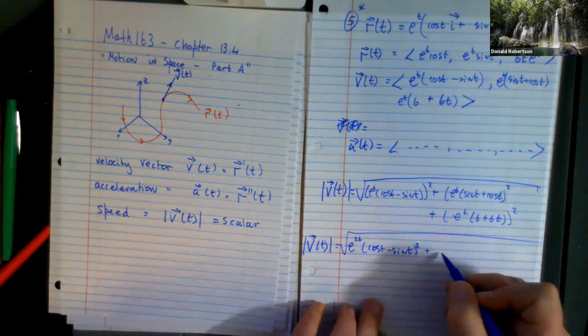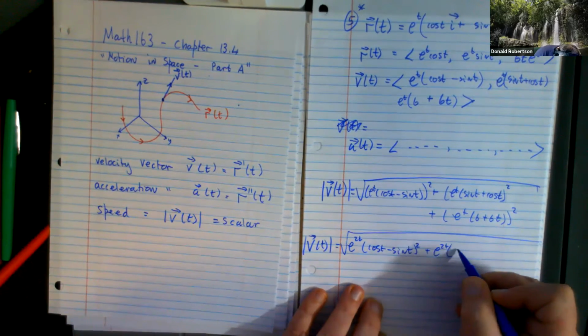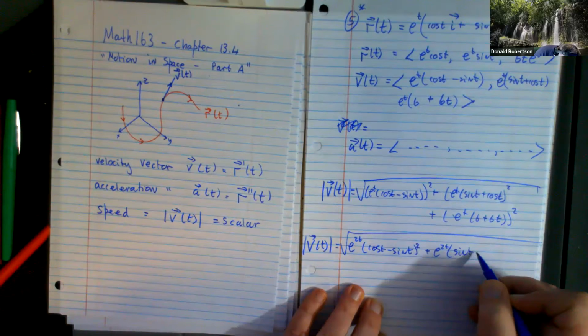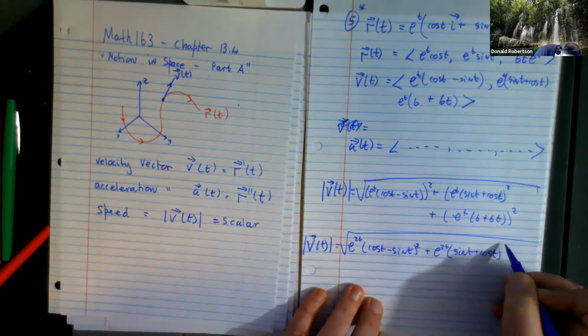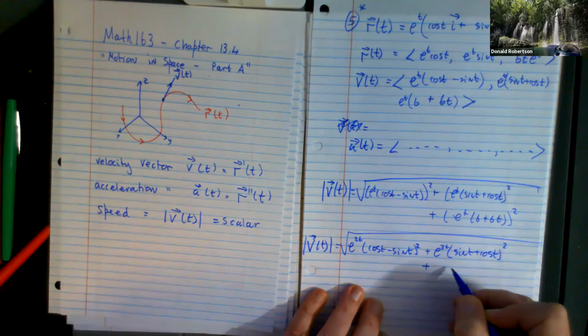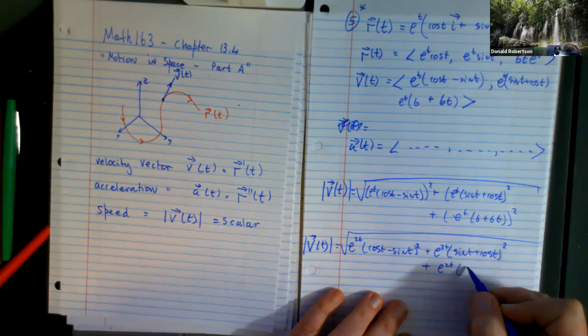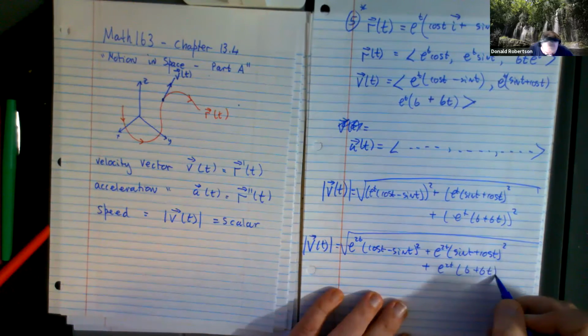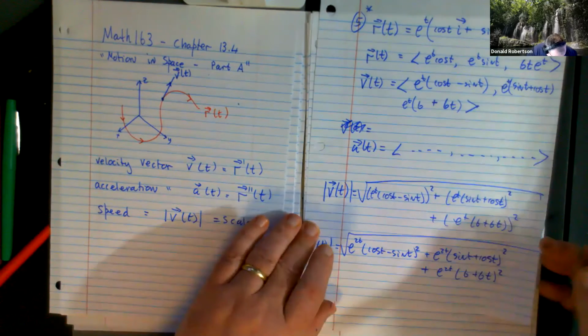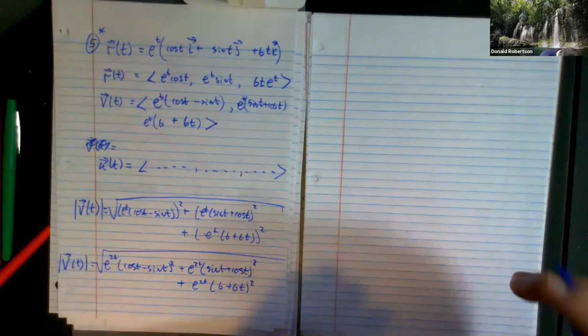And you're going to have e to the 2t. You're going to have this guy. And then you're going to have e to the 2t, and then you're going to have that guy, right? So I haven't really done that much. Okay, let's write down each piece and see what we get.